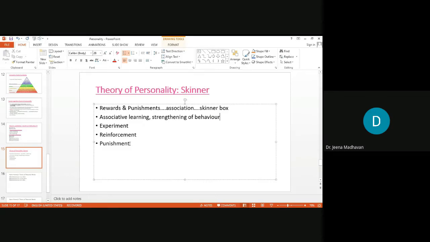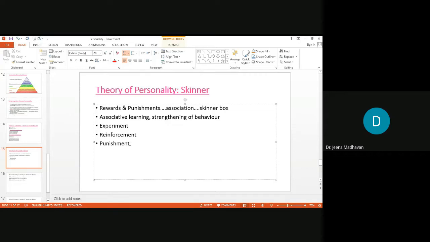Is it clear? So you can write down the example: removing restrictions from a child when she follows the rule is an example of negative reinforcement.